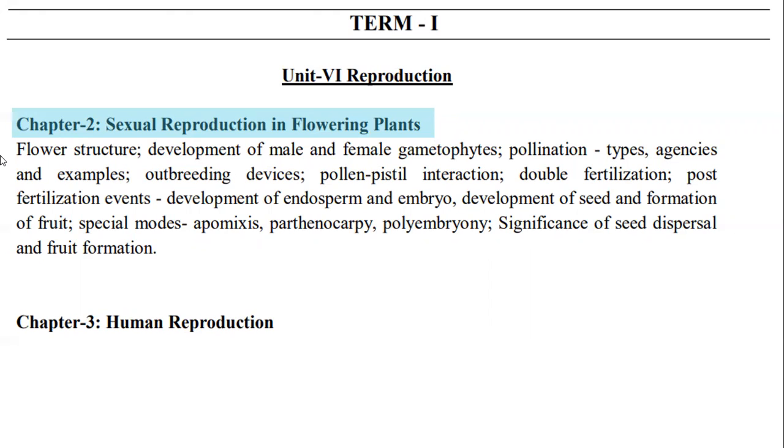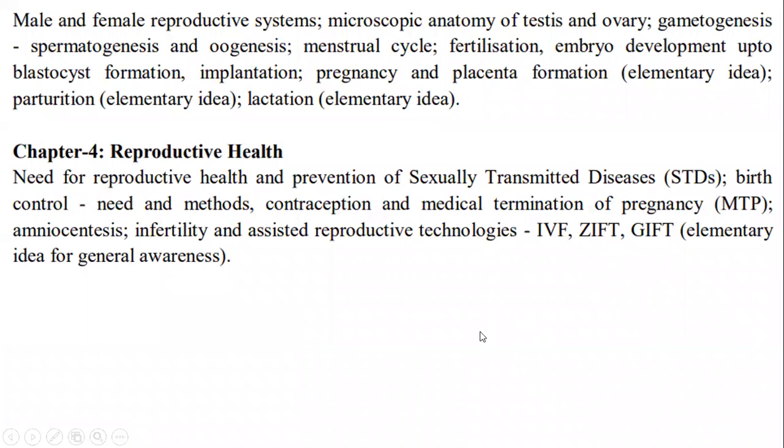And after that comes chapter number 3, human reproduction. So let's check what topics are included in human reproduction. In case of human reproduction: male and female reproductive systems, microscopic anatomy of testis and ovary, gametogenesis, that is both spermatogenesis and oogenesis, menstrual cycle, fertilization, embryo development up to blastocyst formation, implantation, pregnancy and placenta formation, that is just an elementary idea, parturition an elementary idea, lactation an elementary idea. These are the topics that you have to cover from human reproduction. And after that comes yet another simple chapter, reproductive health, for your term 1 examination.